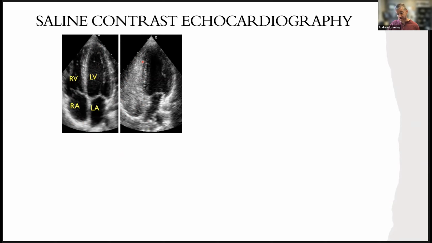And if they can get there relatively quickly, within 3 to 5 cardiac cycles, we typically would call this a PFO. But if it takes longer than 5 cardiac cycles, then we would say those are traveling through intrapulmonary shunt pathways and not a PFO.